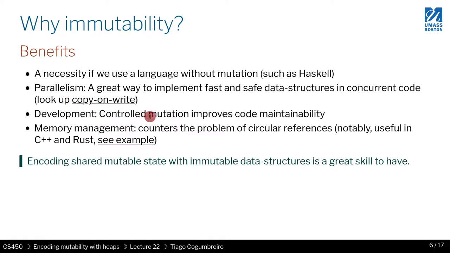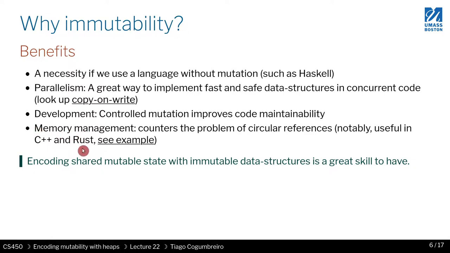Another benefit is the development and maintenance of code, right? Because if your code is documented as being immutable, that makes thinking about it much simpler. If you pass that value to a function, the value won't change in the function. So once you get it back, you know nothing changed by passing it to a function. It's the same idea that I talked about with parallelism, but now in a sequential setting.